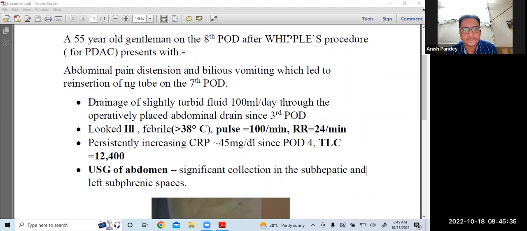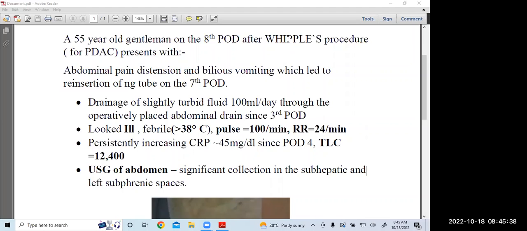Then again, if required, you might have to exchange that drain at a later period of time. Some literature claims that if you exchange the normal drain that we put in, which is very inert, with a red rubber drain and then fix it, that red rubber drain will incite fibrosis around the tract, and that can lead to rapid closure of the fistula. So repositioning, and later on, if required, replacement of the drain.